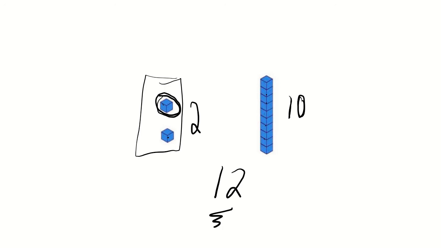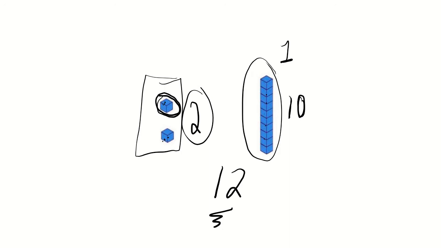Why? How many little blocks did we have? 2. How many big blocks did we have? 1. Since the 2 represents the ones, it goes all the way to the right, and the 1 represents the 10 because the 10 is the big block, it goes to the left. 10, 1. There you go. Let's show another example.